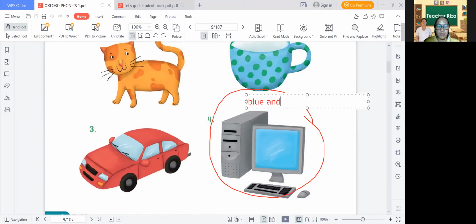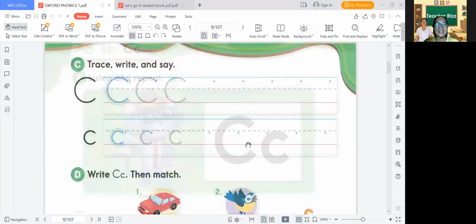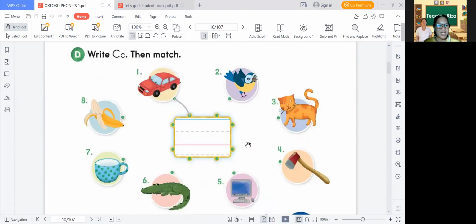It's a blue and gray. Okay, very good. So, do you understand about the letter C, including the examples? Yes. Do you understand? Okay, so next we are going to proceed for the letter D.